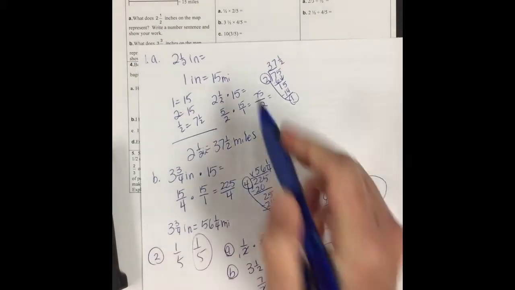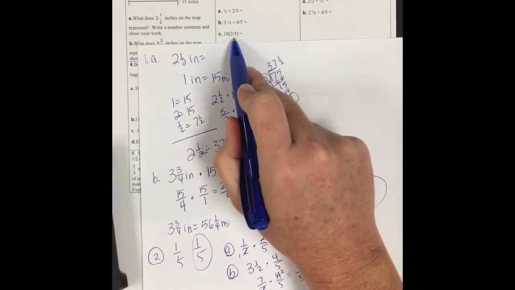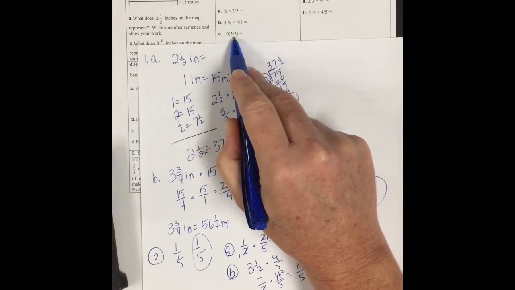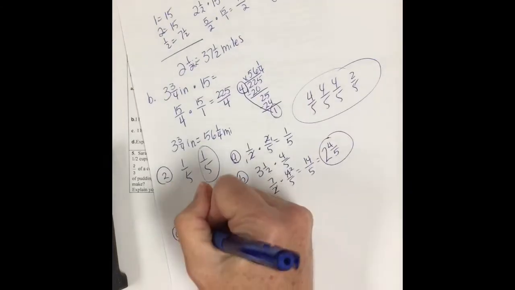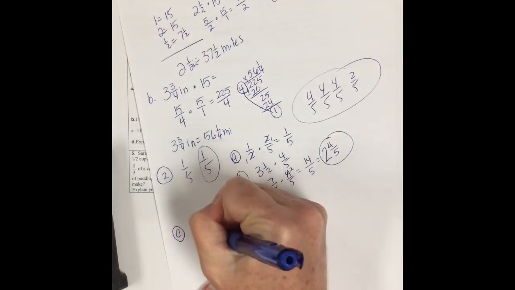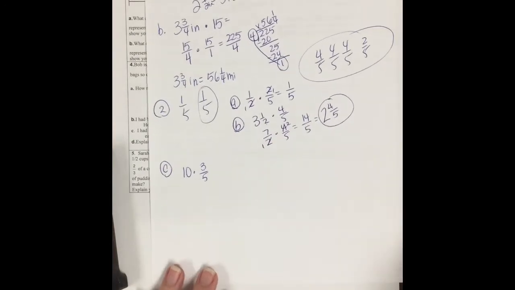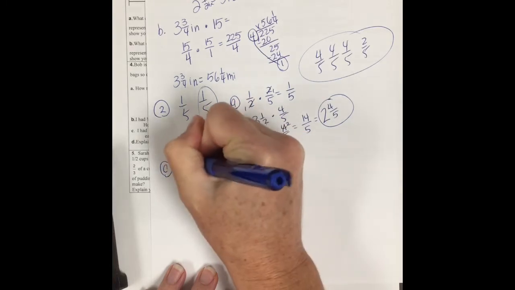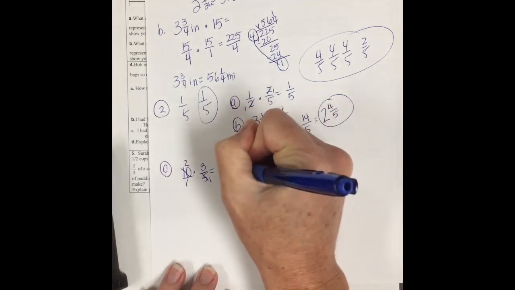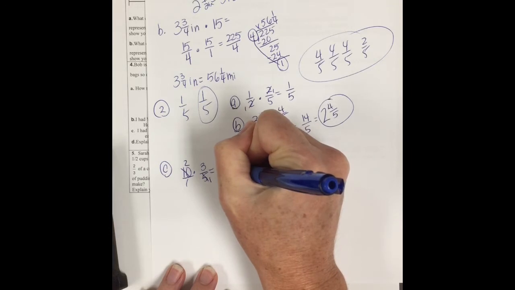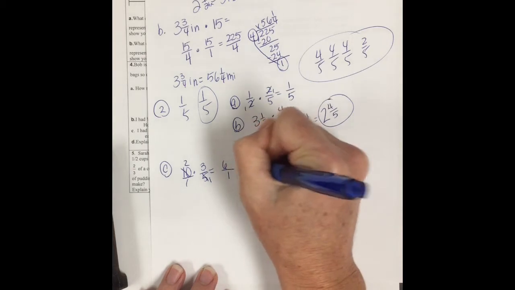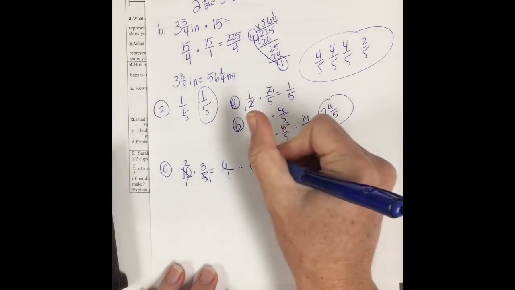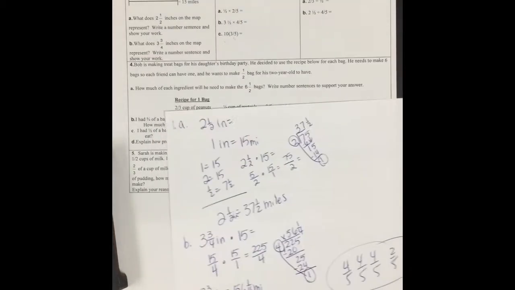C, 10 3/5. So if I think about 3/5, that's about a half. So if I have 10 halves, that's about 5. So my estimate is about 5, but we're going to go ahead and multiply 10 times 3/5. I'll put the 10 over 1 before I multiply. I can reduce if I want. And I end up with 6 over 1. 5 was a little bit low. The actual answer is 6.